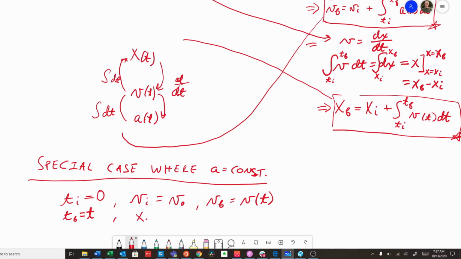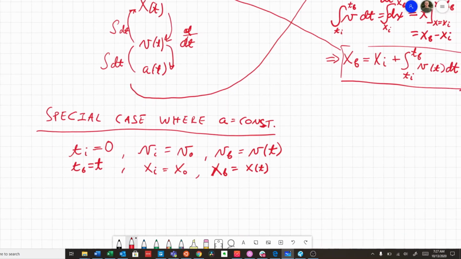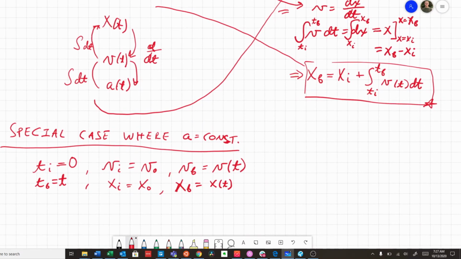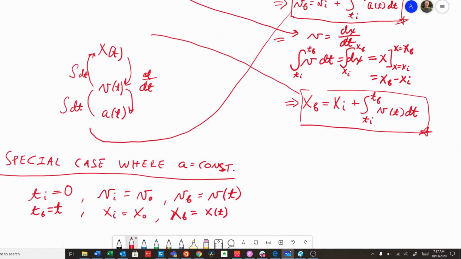Similarly, x initial is going to be x0, and x final will just be x as a function of time t at that final time t. So plugging that into this first equation here, we have v of t is equal to v0 plus the integral from t equals 0 to t final of a of t dt.